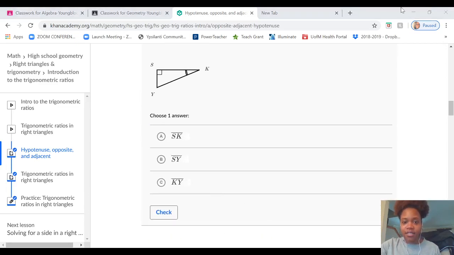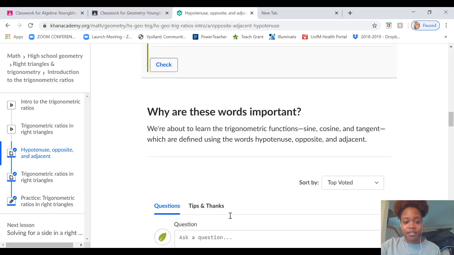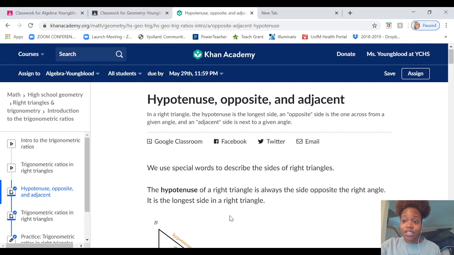And lastly, they ask us, what is the hypotenuse of triangle SKY? So the hypotenuse is the side that is opposite from the right angle. So that would be this side here, KY. And we got them all right. And that is your first assignment. So make sure you knock that out just as I did.